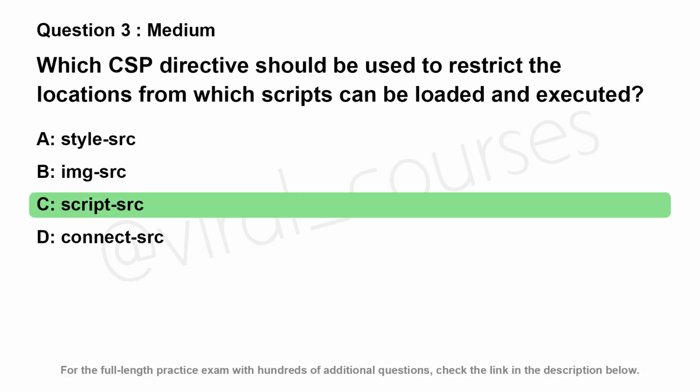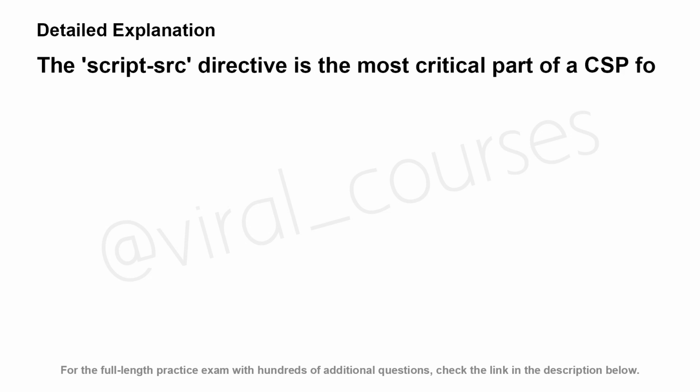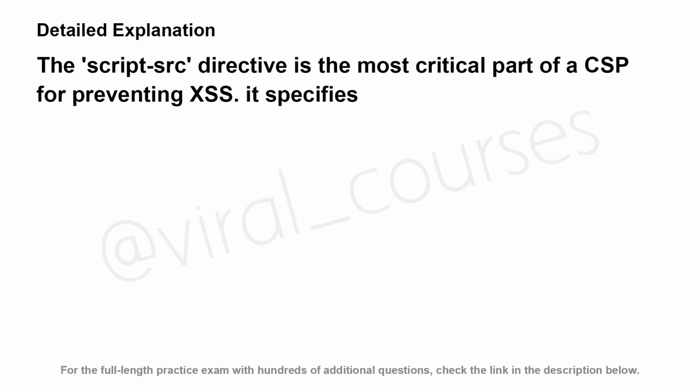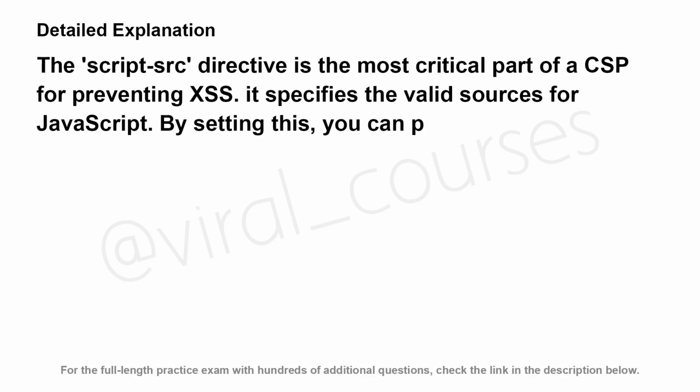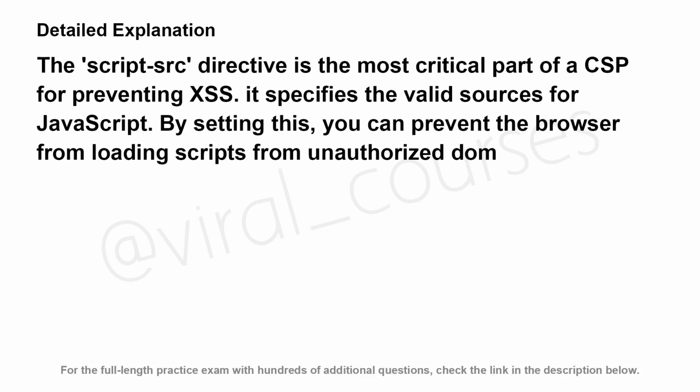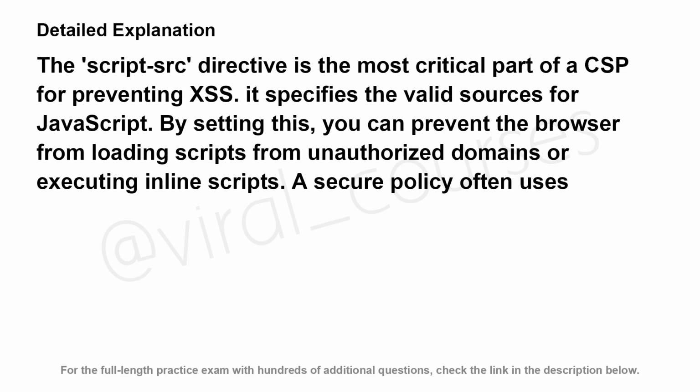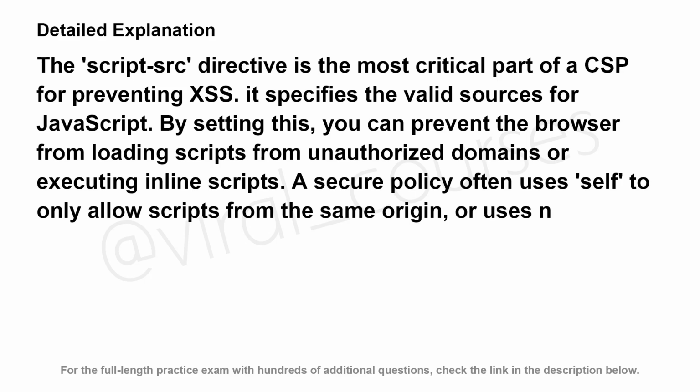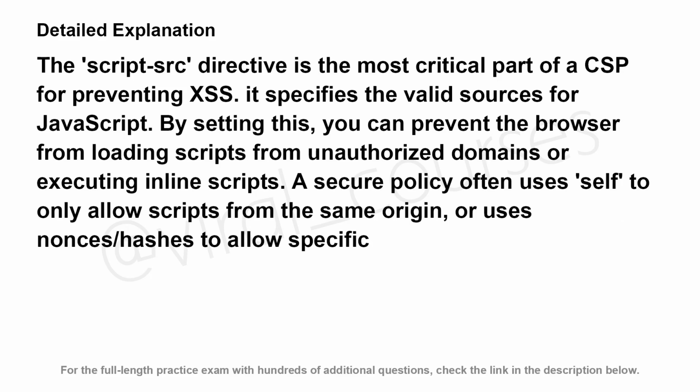The correct answer is C. The script-src directive is the most critical part of a CSP for preventing XSS. It specifies the valid sources for JavaScript. By setting this, you can prevent the browser from loading scripts from unauthorized domains or executing inline scripts. A secure policy often uses 'self' to only allow scripts from the same origin, or uses nonces or hashes to allow specific approved inline scripts.